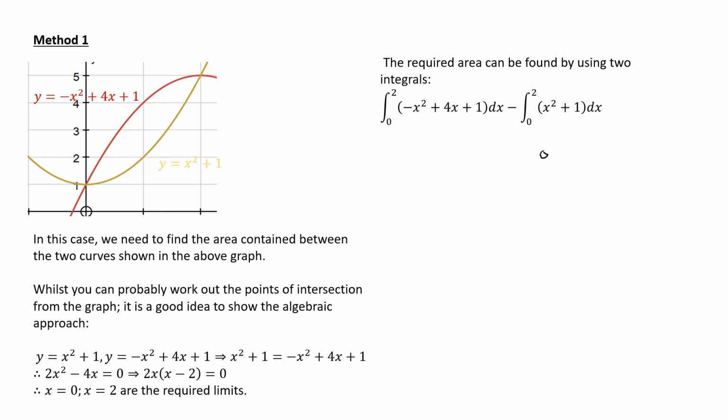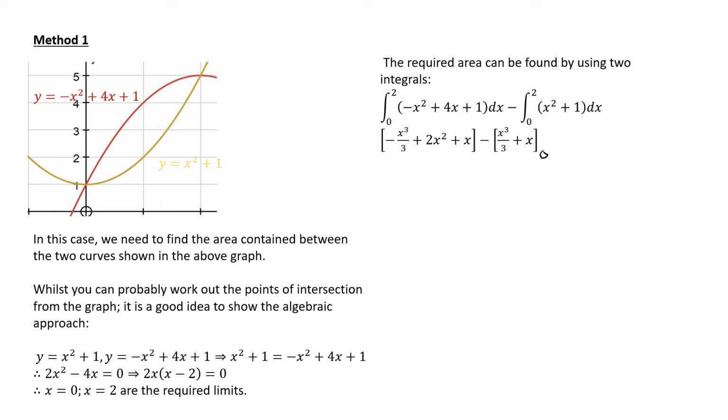and that red curve, minus the integral between 2 and 0 of x squared plus 1 with respect to x. That's the area underneath the gold curve between the lines x equals 0 and x equals 2. So I've got two integrations to do. Fairly straightforward integrations, not too much of a difficulty.